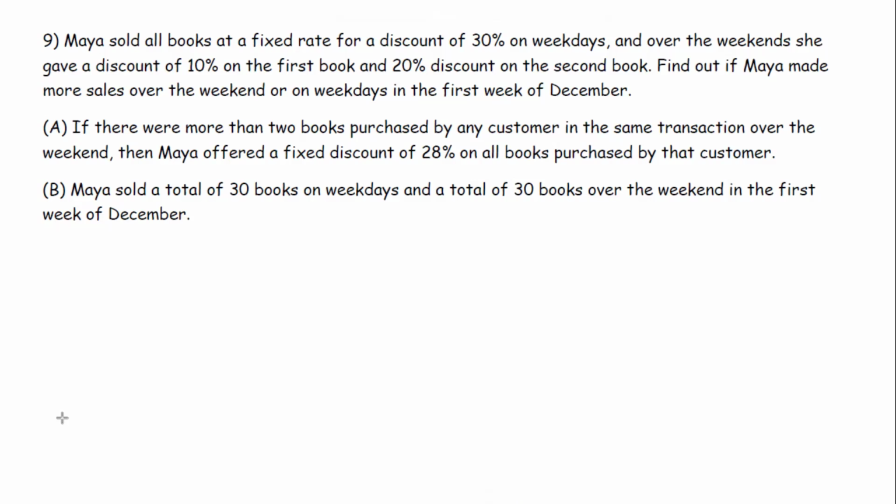So, looking at the discount pattern, she's clearly giving more discount. And very crucial information is that all the books are sold at a fixed rate. Maya sold all books at a fixed rate, with a discount of 30% on weekdays, and over the weekend she gave a discount of 10% on the first book and 20% on the second book. So Maya sold all books at a fixed rate.